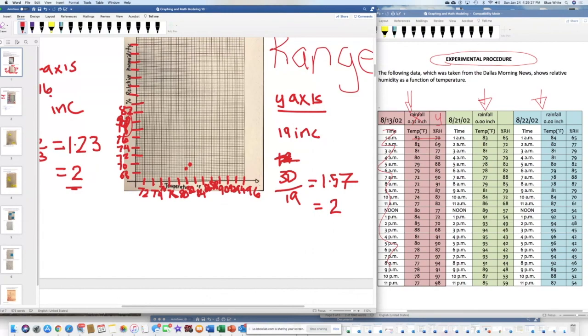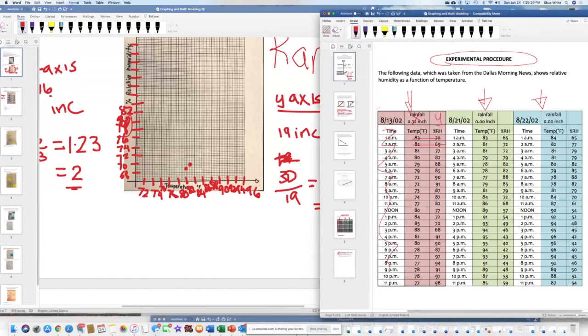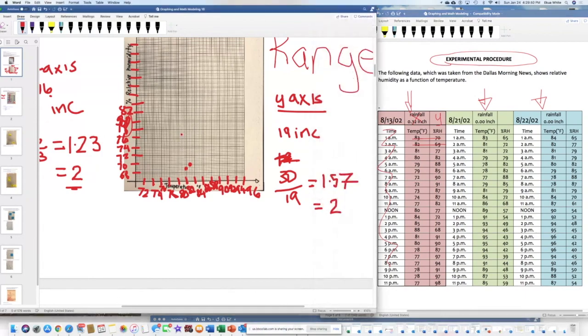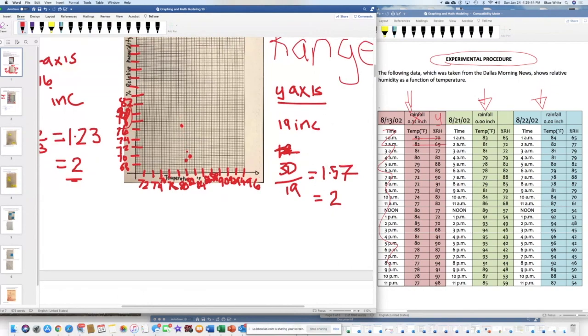Plot that. Next. You see how much quicker it goes? When you pick your increments well, it goes real quick. 81, 70, wait, I lost my space. 76, 77 is halfway here. There. And so you keep going until you get all your points.